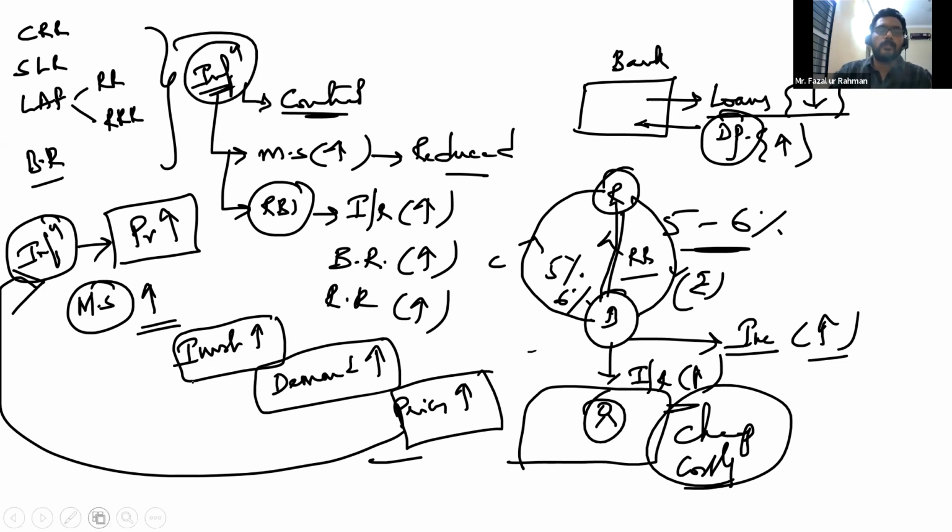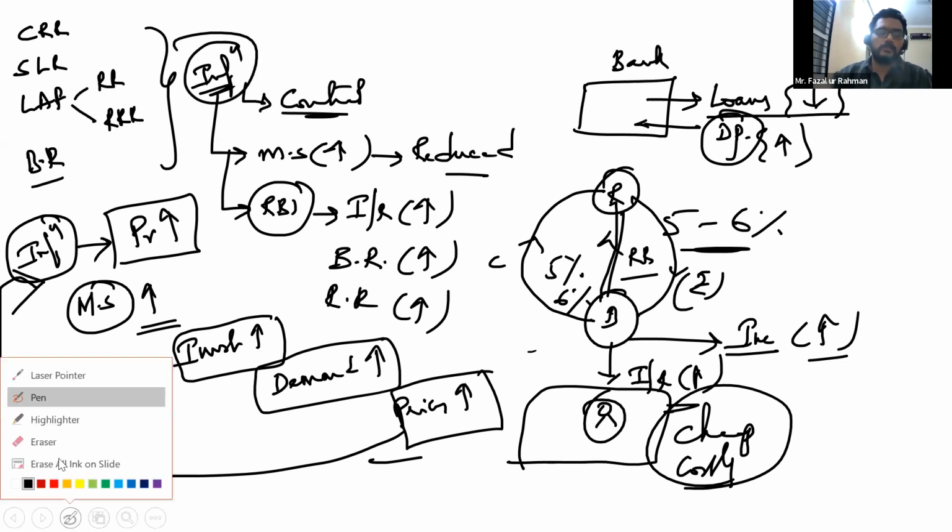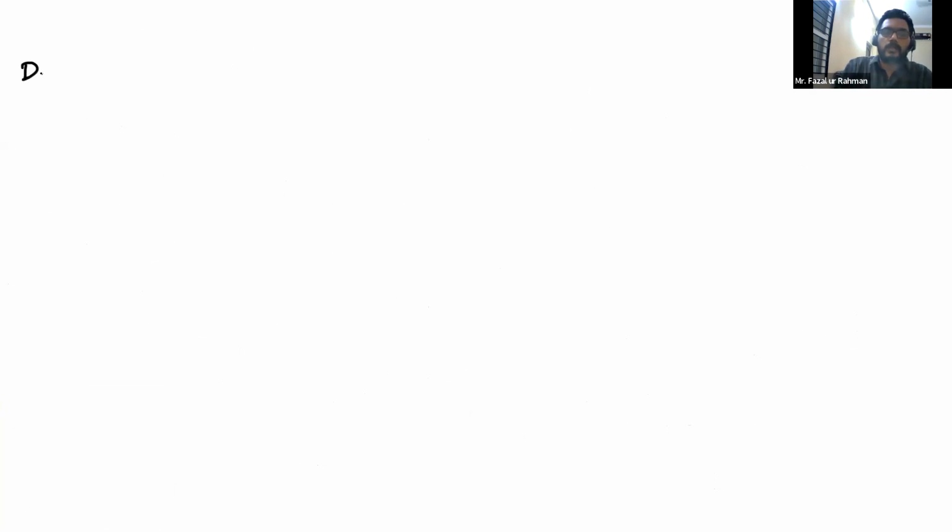Now please write down the conditions for deflation. Just pause the video, and let me check how much you understood. Write down the conditions of deflation. How will the RBI control deflation? That is what you have to write.